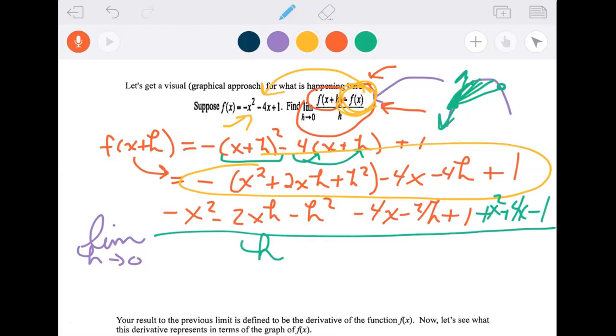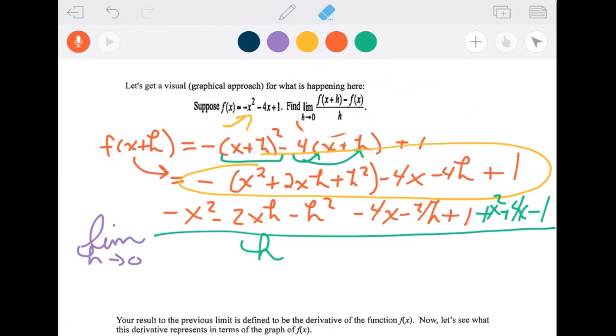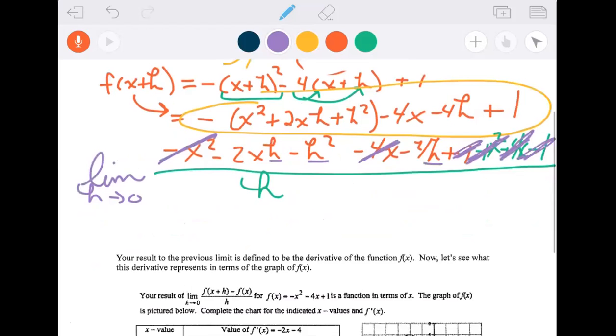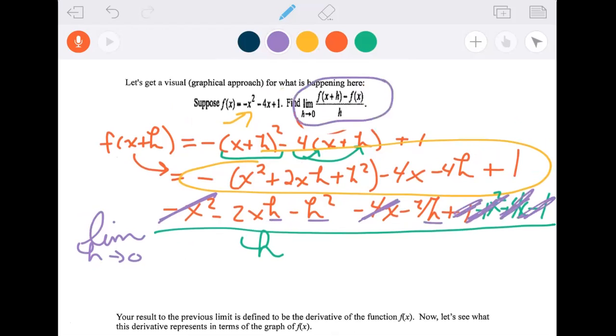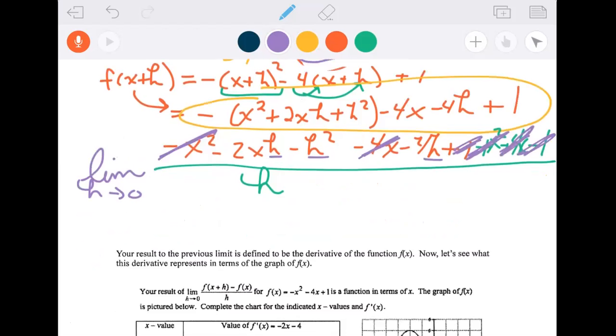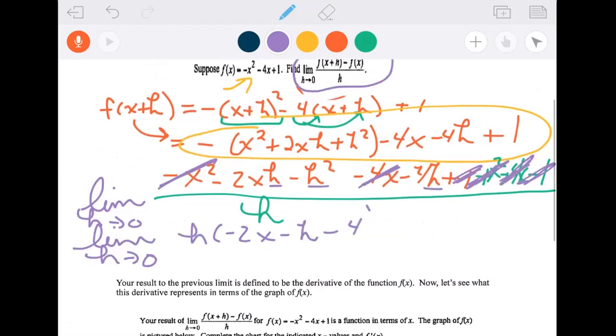So I just rewrote that whole thing. Now, if you remember from our limit chapter, anything without an h in it better cancel. Well, I have a minus x squared, there's the plus x squared, has an h in it, minus 4x plus 4x has an h in it, plus 1 minus 1. If you evaluate this difference quotient correctly, everything except the terms with h in will cancel. And that'll allow you to factor that h out, and I'll get a negative 2x minus h minus 4 all over h.